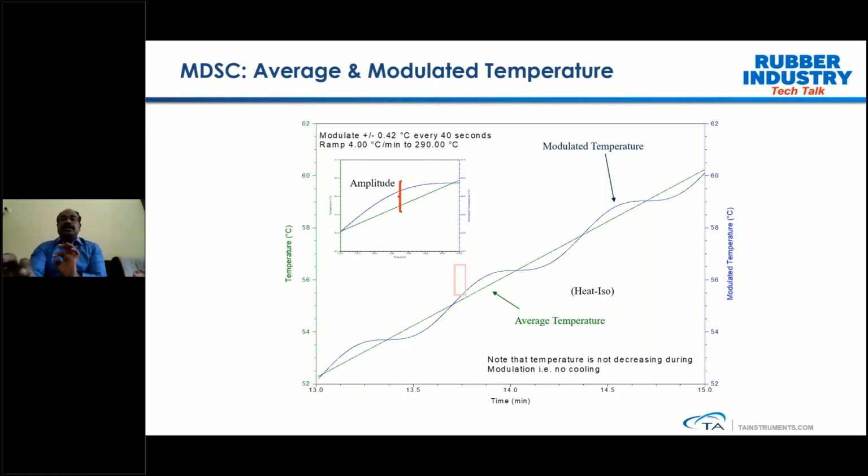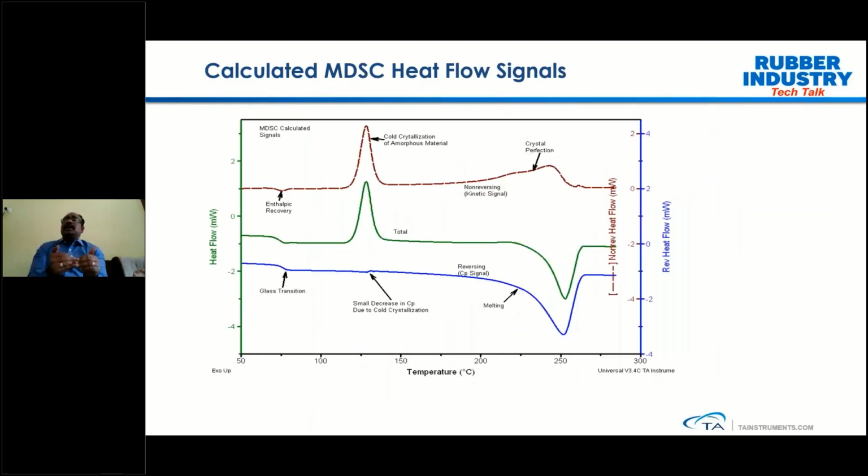So in this particular case, you can see if you take a small portion of the heating ramp, you can see a sinusoidal temperature ramp with the variation of plus or minus 0.42 degrees centigrade and a period of 40 seconds, and the overall ramp we are maintaining at 4 degrees per minute up to the temperature of 290 degrees centigrade. And this way, what's happening is the modulated DSC will give three signals.